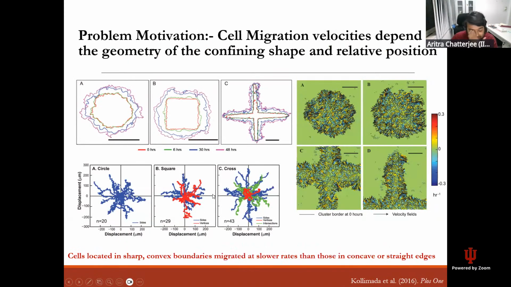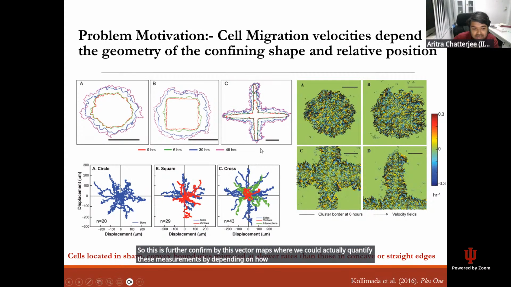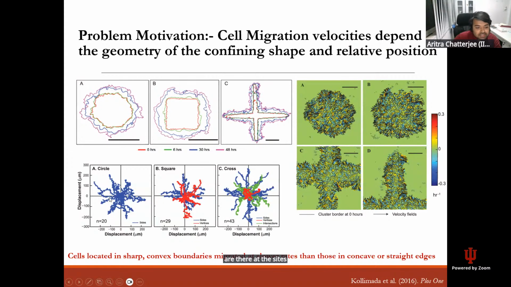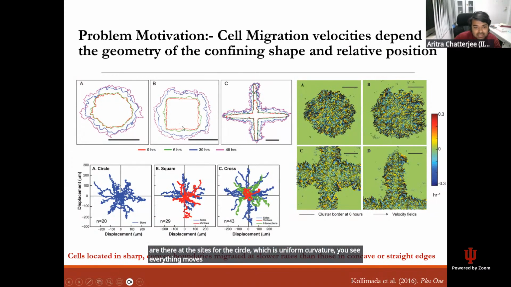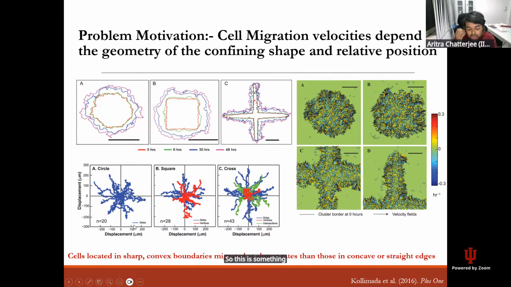This is further confirmed by these vector maps, where we could quantify these measurements, where depending on how the initial cells are, their movements were very different, whether they were at the vertex, where there's a sharp change in curvature, or at the sides. For the circle, it is uniform curvature, and you see everything moves as it is, but for the square or the cruciform, where we have a differential change in curvature spatially, you see the cell motility is different, and the later cell emergence is different. So this is something I would like to study and model in CompuCell.